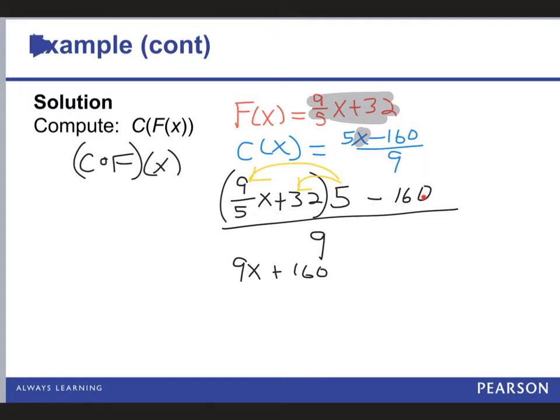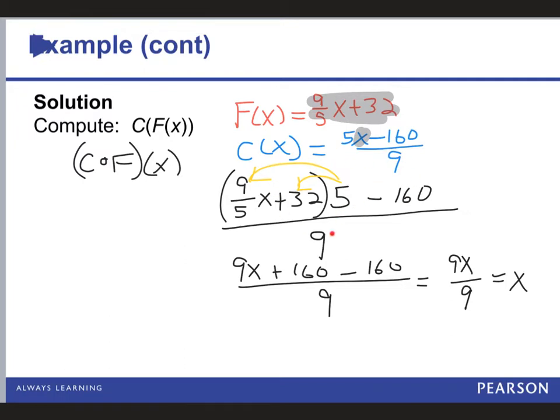The next thing is to subtract 160, so I'm going to minus 160, and then I'm going to divide by 9. If we look at the numerator here, we have 9x plus 160 minus 160. Well, that's pretty nice. That's just 9x. And then I am dividing it by 9, and 9 divided by 9 is just going to be x. That's what we would expect if these functions c and f are inverses. When I do the composition of them, I should get x.